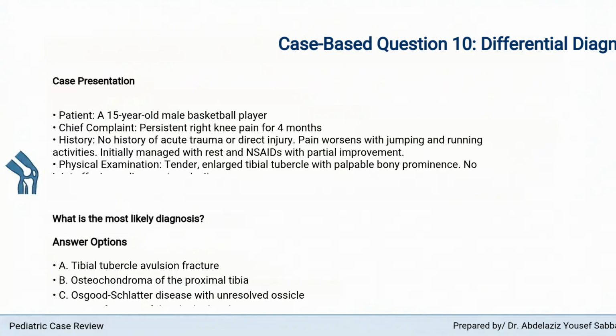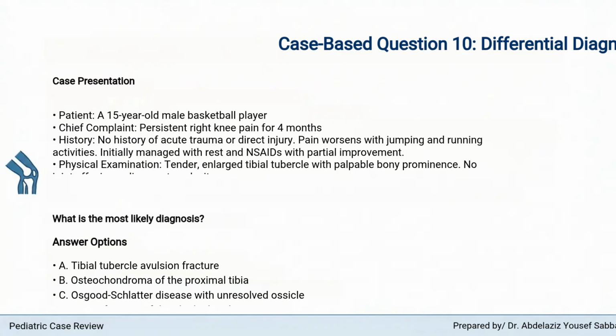Physical examination reveals a tender, enlarged tibial tubercle with a palpable bony prominence and no joint effusion or ligamentous laxity. Plain radiographs reveal a large, mobile bony fragment at the tibial tubercle insertion site. What is the most likely diagnosis?